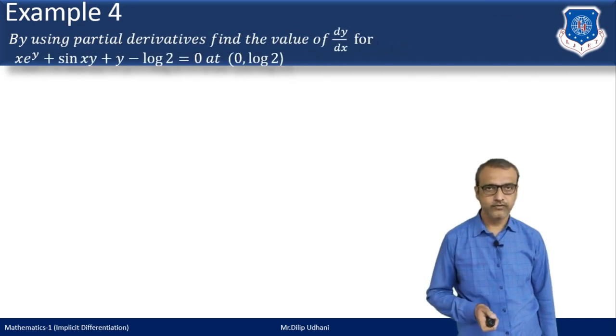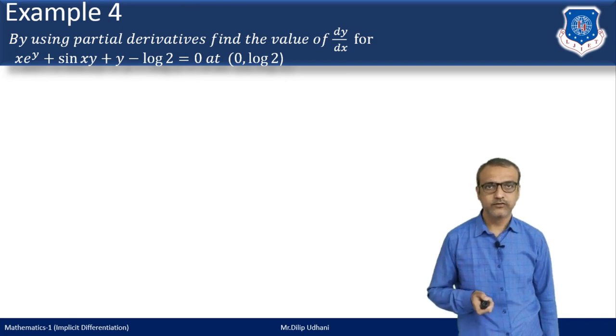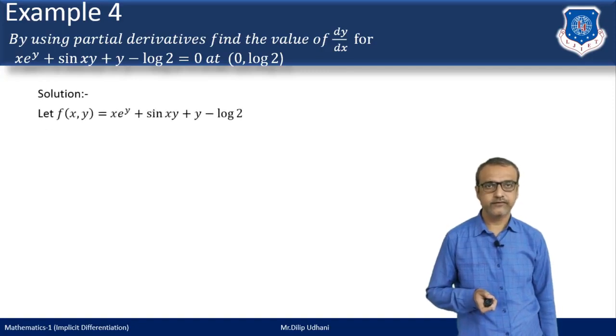Example number 4 is: by using partial derivatives, find the value of dy by dx for the function x e raised to y plus sin xy plus y minus log 2 equals 0 at point (0, log 2). So this is a function of x, y. Let f(x, y) equal x e raised to y plus sin xy plus y minus log 2. Now first of all we will find dy by dx for this implicit function.